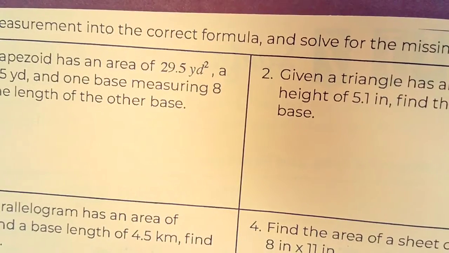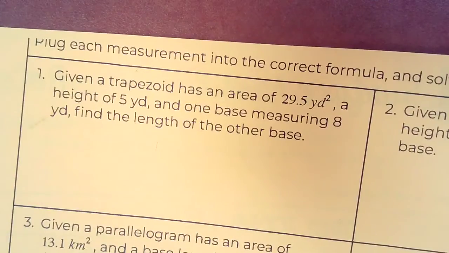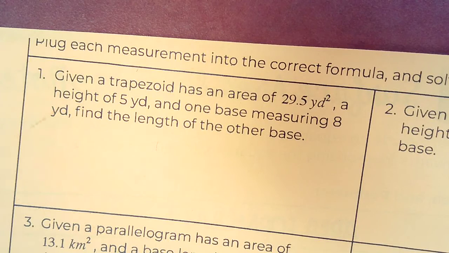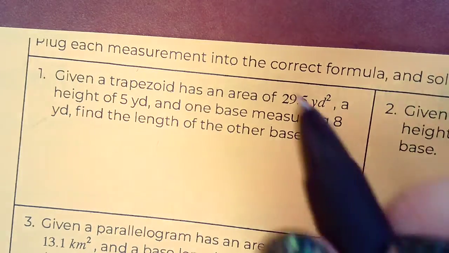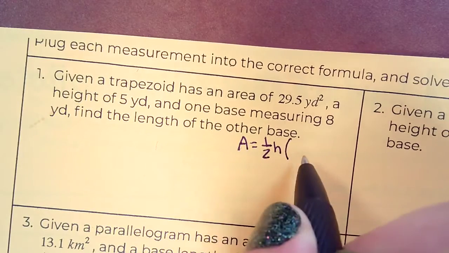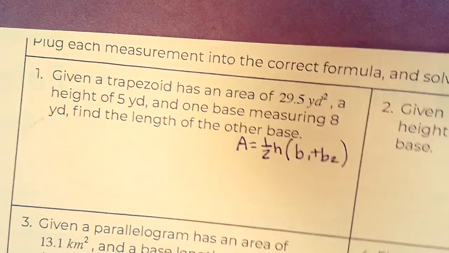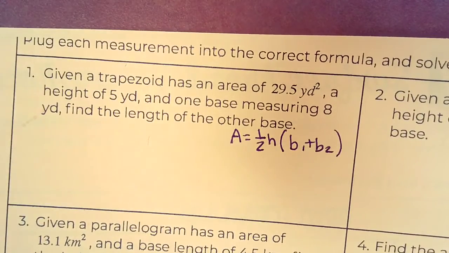Next section, a little word problem section. Plug each measurement into the correct formula, solving for the missing measurement. Number 1. Given a trapezoid has an area of 29.5 yards squared, a height of 5 yards, and one base measuring 8 yards. Find the length of the other base. So let's take a look at the formula that we're going to plug into. A is 1/2 height times base 1 plus base 2. We have all the information except for one of the bases. So let's plug in our information.